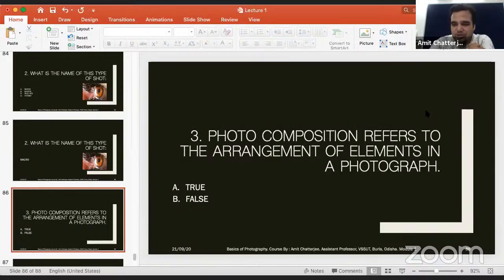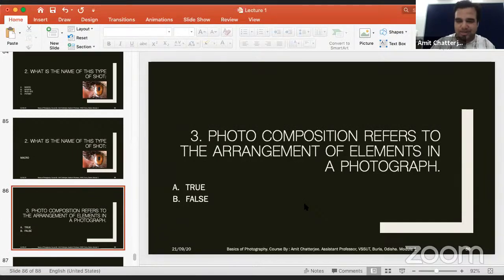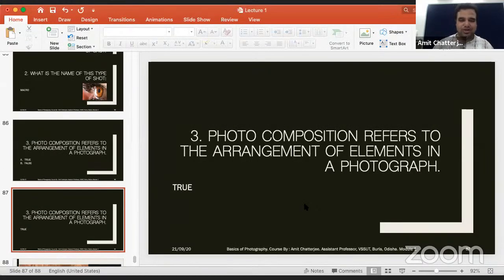Lezo says true. Jivita says true. Okay, the names are going really fast, so I'm not able to read all of them. Sanjita says true. Lakshmi Priya says true. Yes, you guys are correct. I'm pretty sure that you guys were attentive throughout the class. So it's true. It talks about the arrangement.